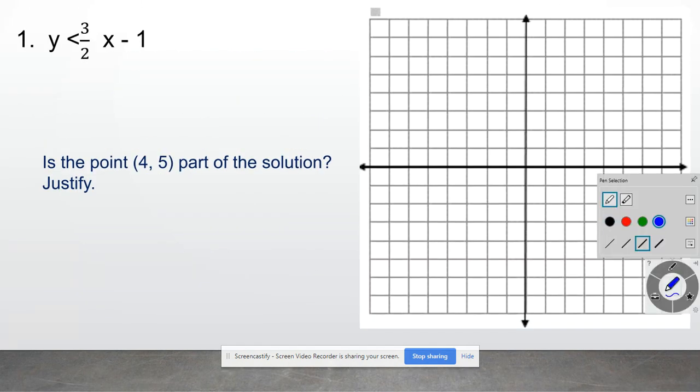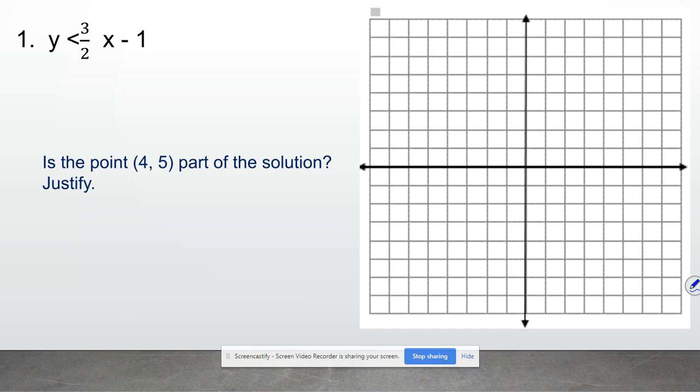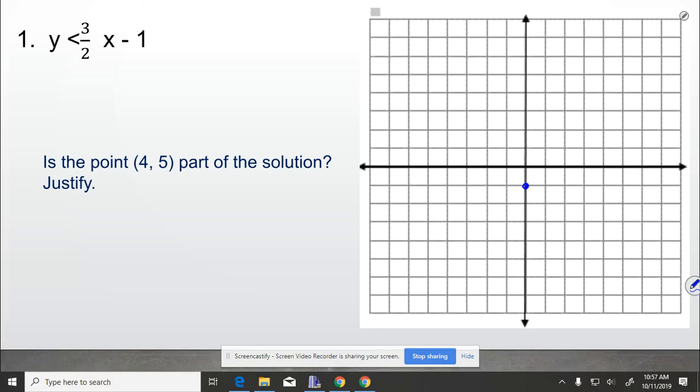Here's our first one. And this one's simple because it's already in slope-intercept form. So we start down at -1, and we go up 3 over 2, or down 3 left 2. Now, because this is not equal, it's just less than, we're going to draw a dashed line. And again, that indicates that the points on the line are not solutions, because if they were plugged in, they would make both sides equivalent, and we don't want both sides equal. We want one side to be less than the other.